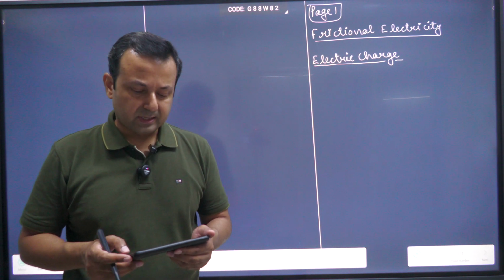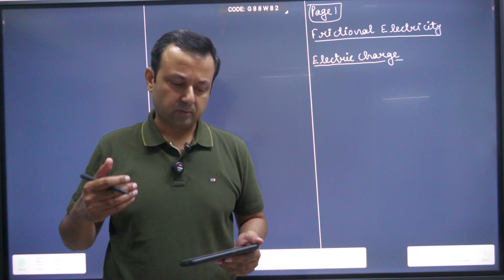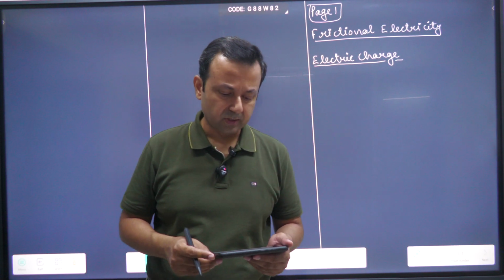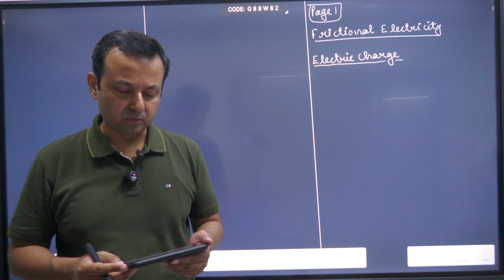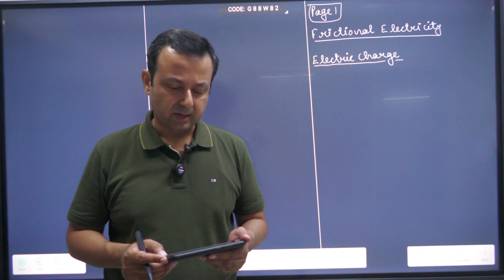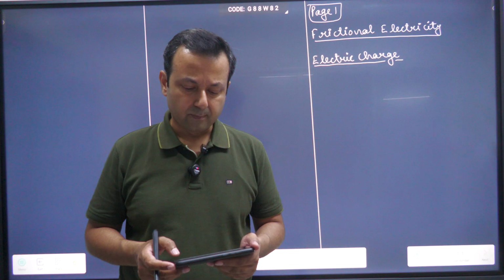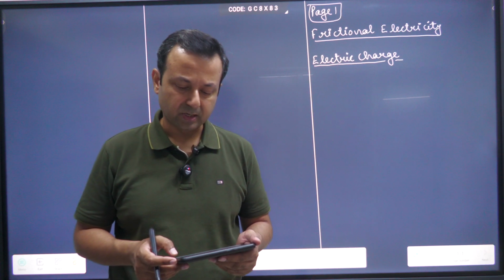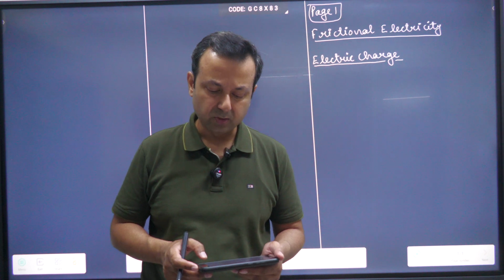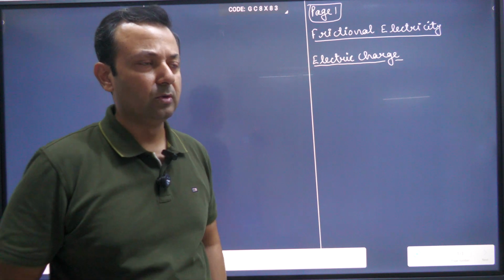So electric charge is an intrinsic property, the property which is inbuilt. Electric charge is an intrinsic property of elementary particles of matter, which gives rise to electric force between various objects. Electric charge is a scalar quantity. Its SI unit is coulomb. A proton has a positive charge plus e, and an electron has a negative charge minus e, where e is equal to 1.6 into 10 to the power minus 19 coulomb.